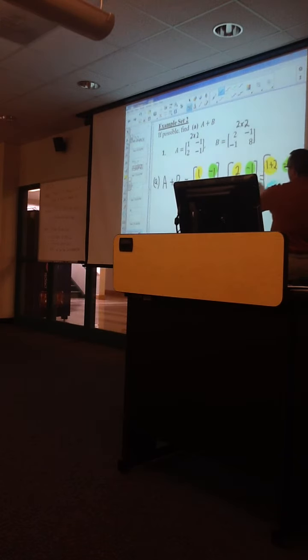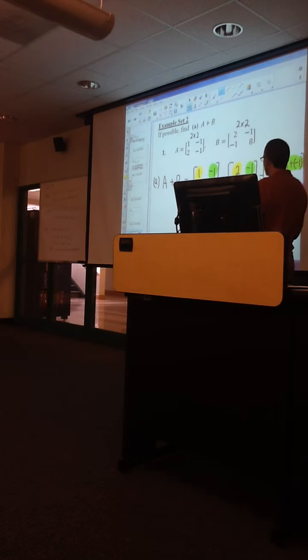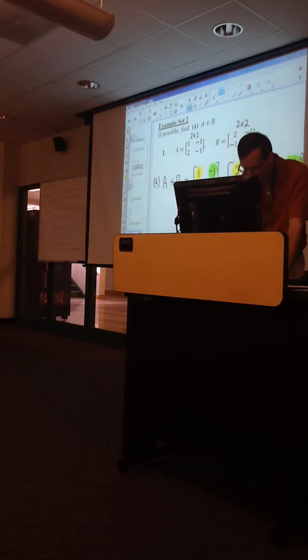If you see what I'm doing, I'm just adding the corresponding entries. So it feels like you're doing 4 separate additions here. Then you just clean up each one, and that resulting matrix is the sum of A and B. So my answer would be 3, negative 2, 1, 7.